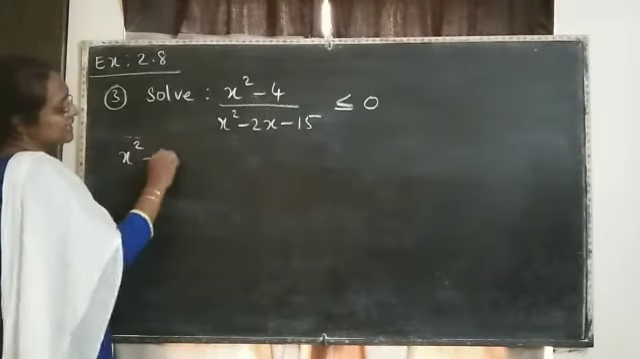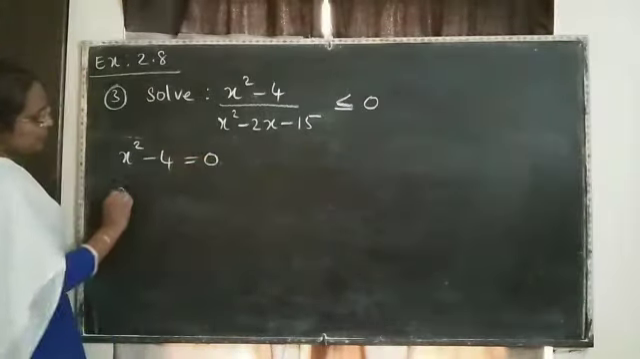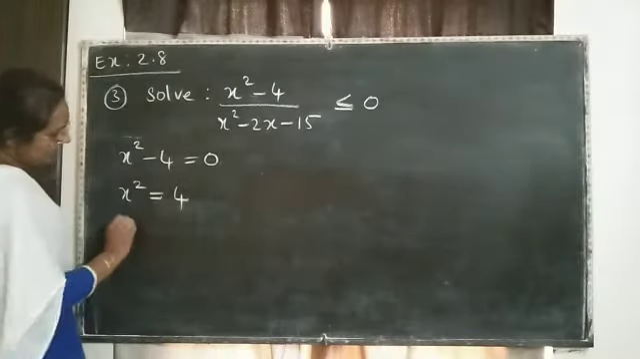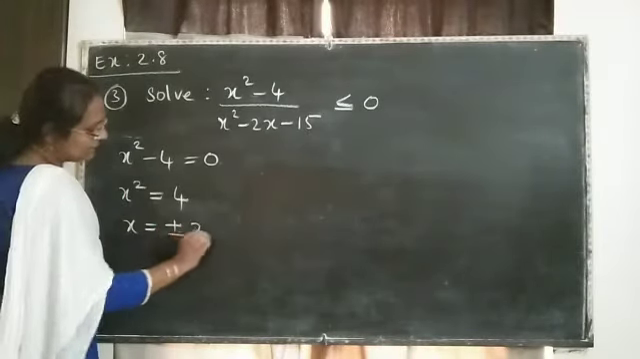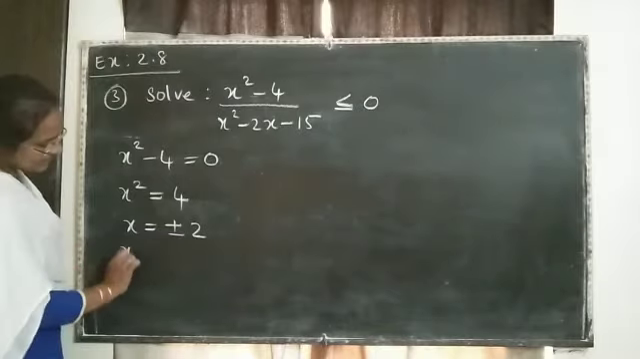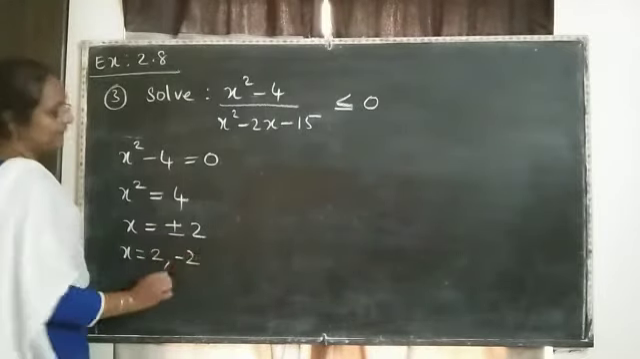x squared minus 4 is equal to 0. So x squared is equal to 4. So x is equal to plus or minus 2, isn't it? So x takes the values plus 2 comma minus 2.